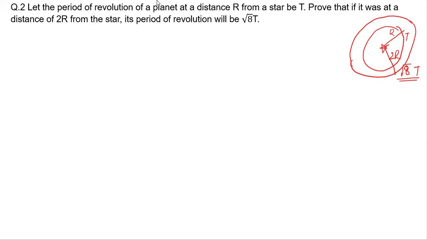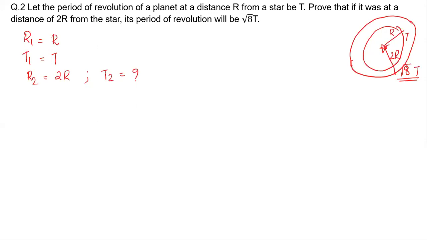So first distance from the star, let the distance be r1 is equal to r. So its period of revolution t1 is equal to t. Now if the distance is 2r, let it be r2. R2 is equal to 2r. We want to find out t2, or we have to prove t2 is under root 8t. Which formula will we use here? Kepler's law.